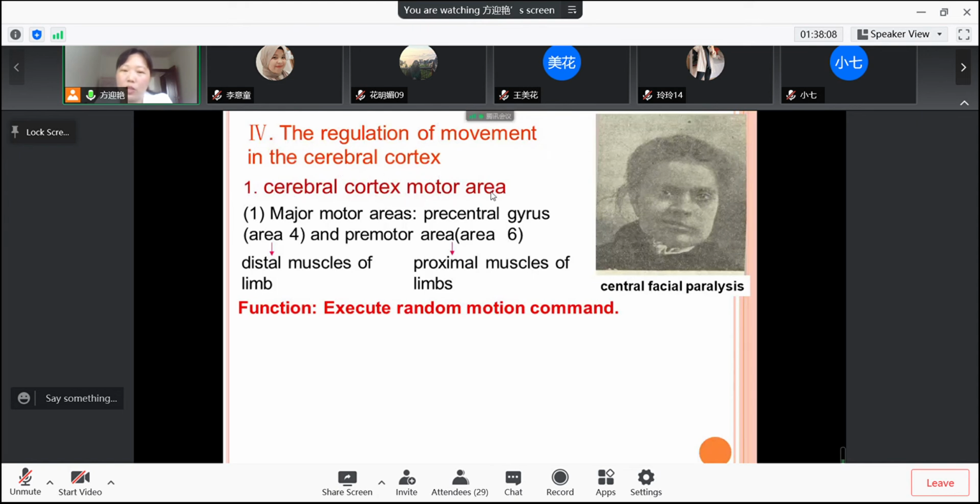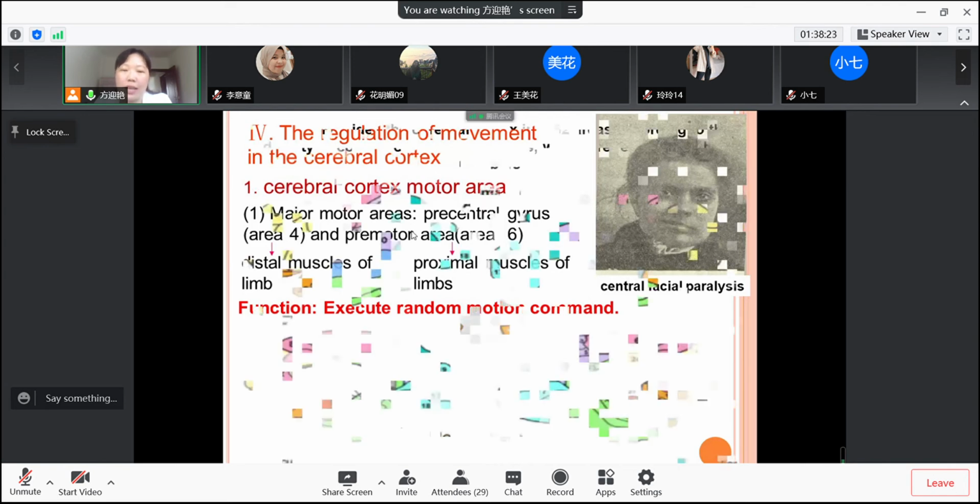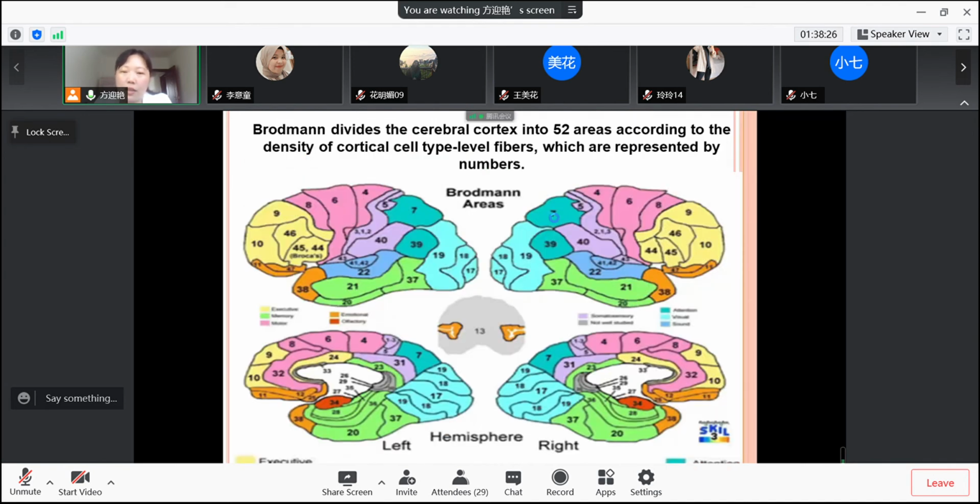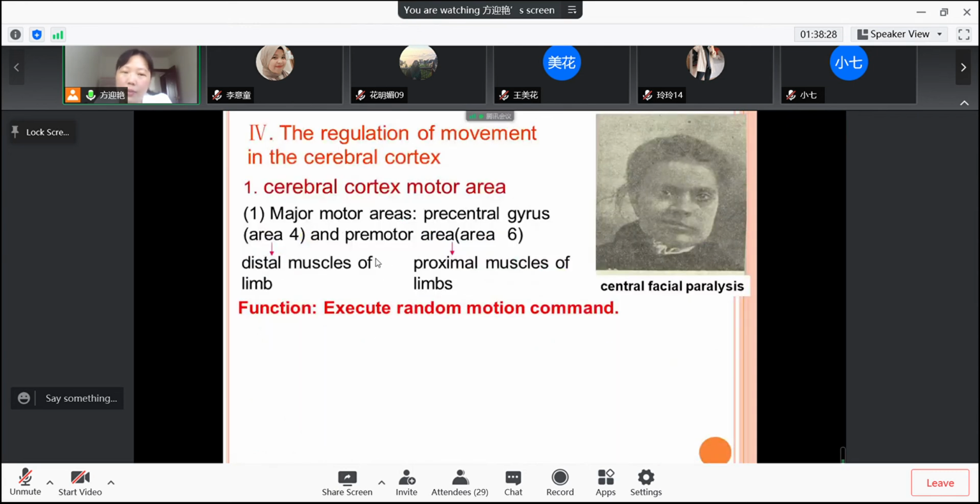Therefore, the cerebral cortex motor areas, the major motor areas, are the precentral gyrus, which is majorly area 4, and also the premotor area, which is area 6. We can see here area 4 and area 6. Area 4 has downstream nerve fibers that innervate the distal muscles of the limb.